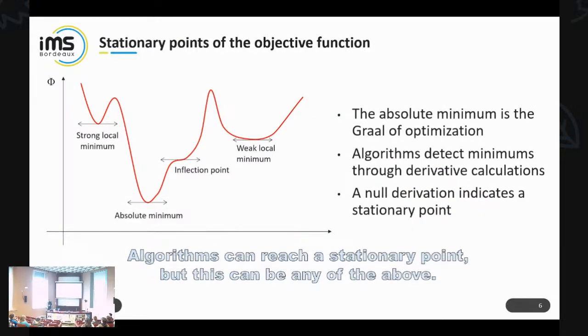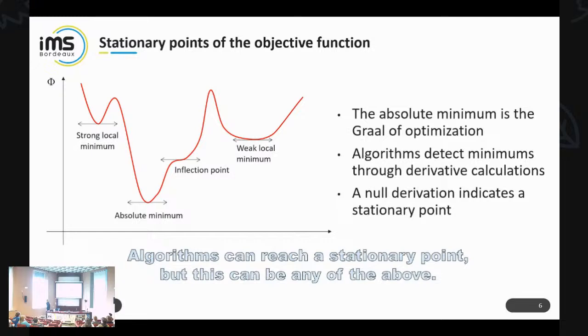So let's talk about the stationary points of the objective function. First of all, you can see four different stationary points: the strong local minimum, the absolute minimum, an inflection point, and a weak local minimum. The absolute minimum is obviously the best one. And the algorithm will detect those stationary points by making the differentiation around the given point where the measurement is done. So it detects the minimum through the derivative calculation.